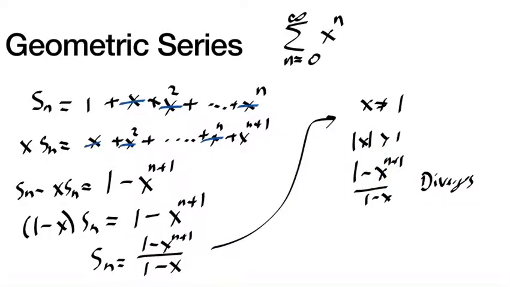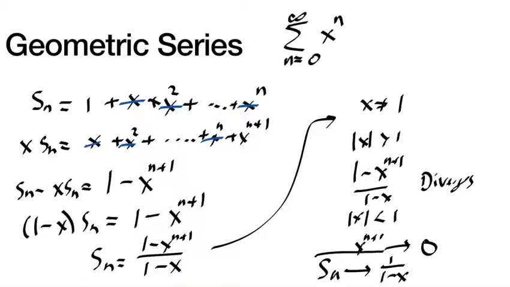However, if the absolute value of x is less than 1, then x to the n plus 1 is going to be converging to 0. So what happens to that sequence? That sequence is converging to 1 over 1 minus x. And this ends up being a really nice result. Okay, I didn't go through all the details, so the textbook might say a little bit more than this, but I think this is kind of at the heart of what's going on.